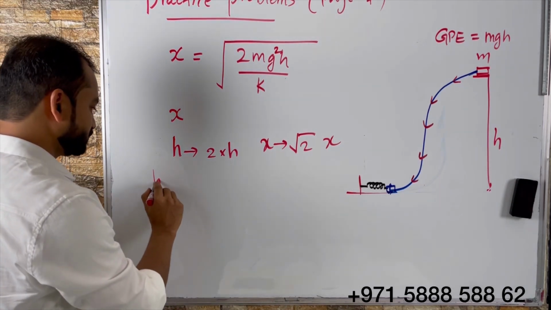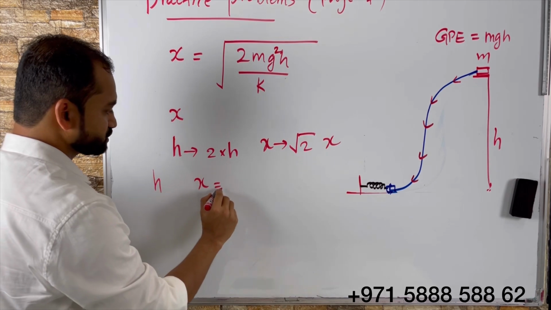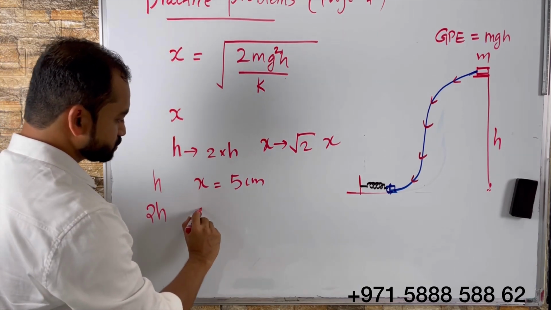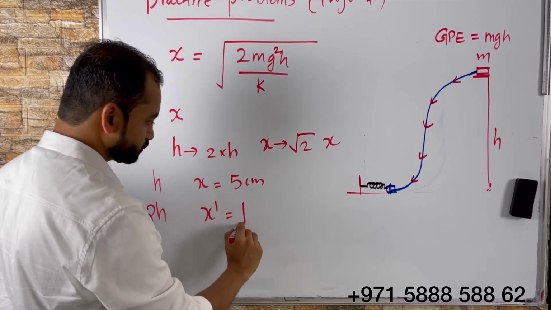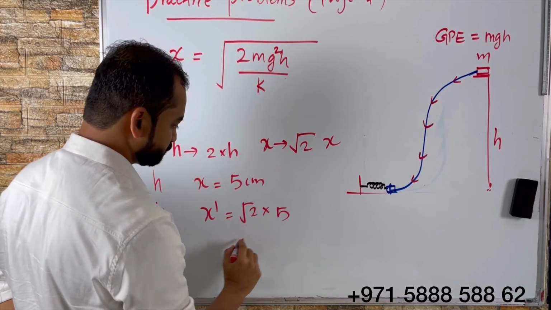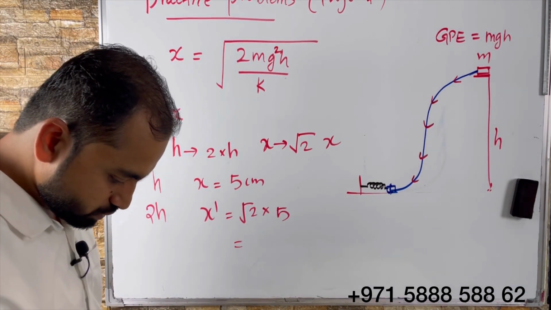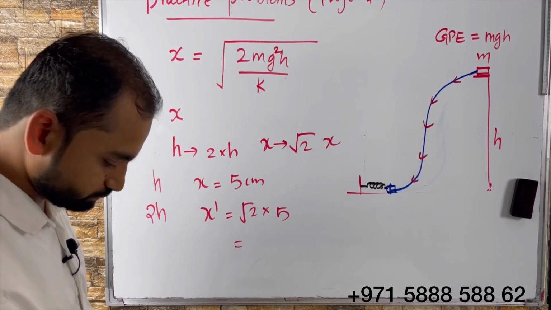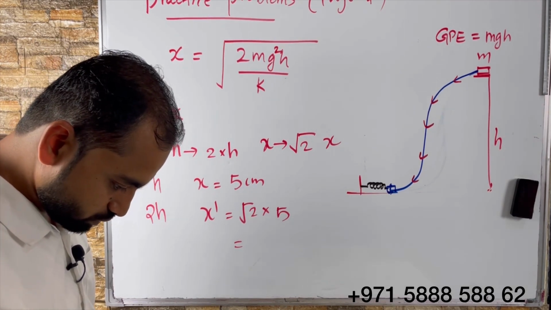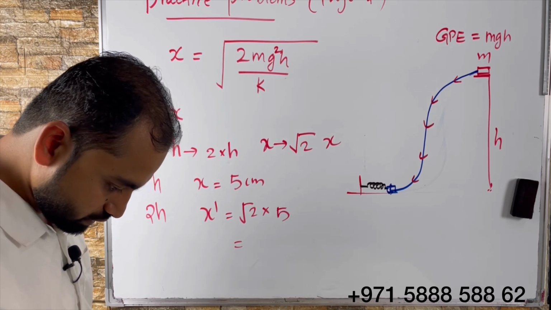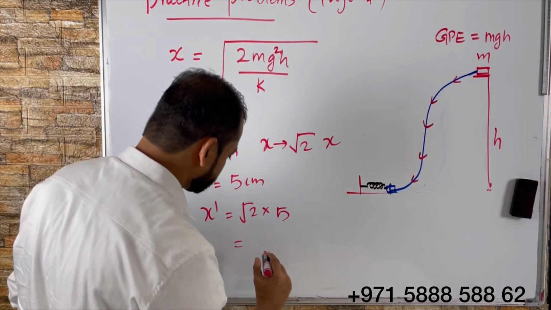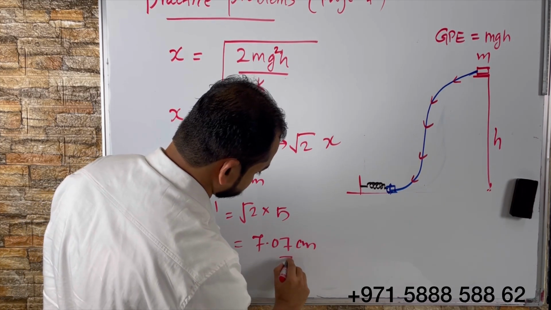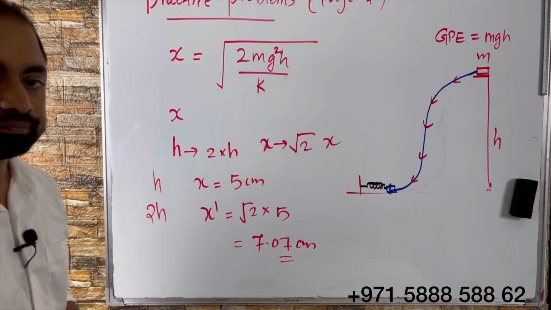For example, before the height was h, and the compression is 5 centimeter. Now the height is increased to 2 times the height. So how much will be the new compression? The new compression will be equal to root 2 times the previous compression, that is 5. So how much is square root 2 times 5? It equals 7.07 centimeter.